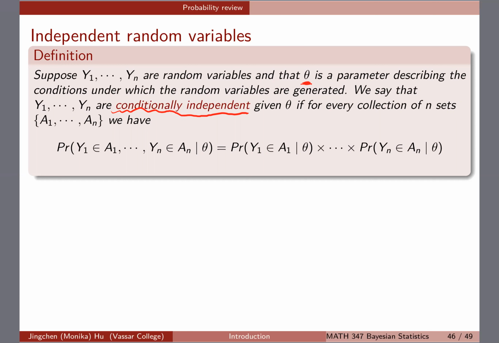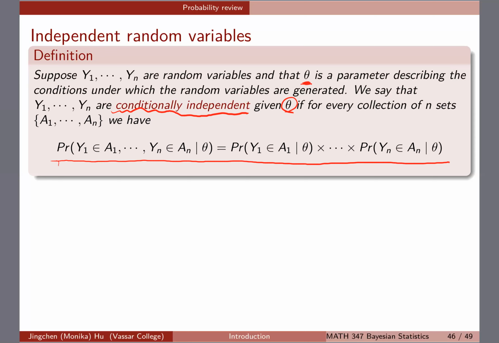Those random variables follow a particular distribution that we're going to cover later. And theta is a generic term for any or all of the parameters in that statistical model. We say that y1 to yn are conditionally independent given theta if for every collection of n sets a1 to an, we have this form.